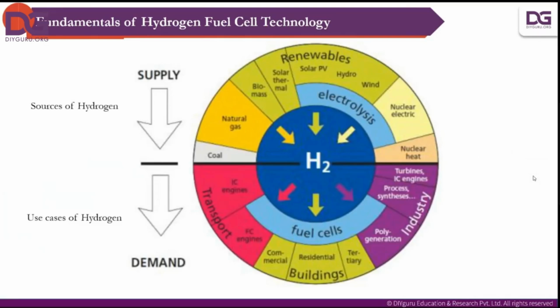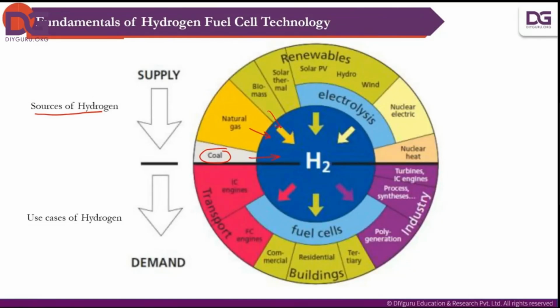Now, what are the different sources and where do we use this hydrogen? We will go into more depth later, but keep in mind the basic sources from where we get it. What are the supplies of hydrogen? We can get hydrogen from coal. Coal is a form of hydrocarbon from which we can remove the carbon by some processes and achieve hydrogen. Similarly, from natural gases like methane, ethane, these kinds of hydrocarbon gases, we can also extract hydrogen.